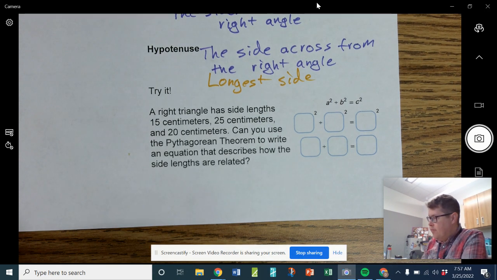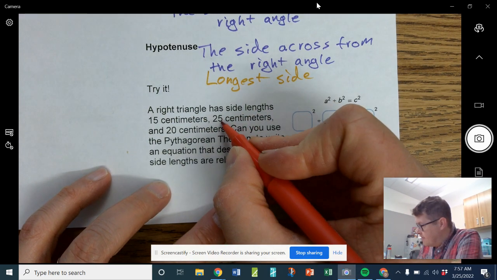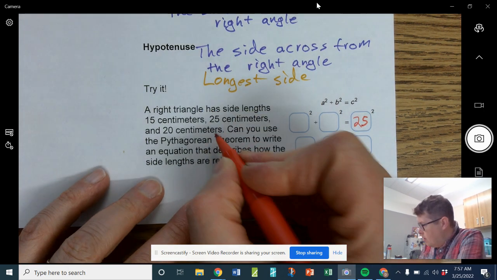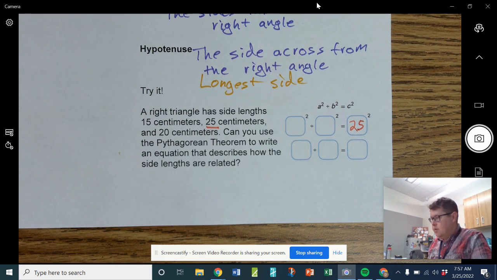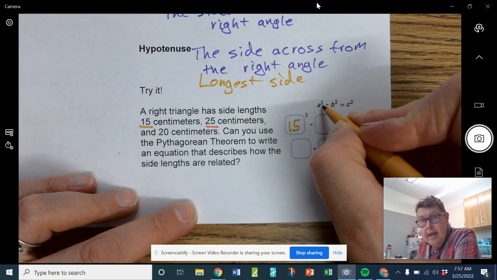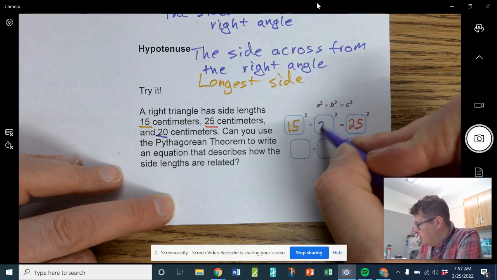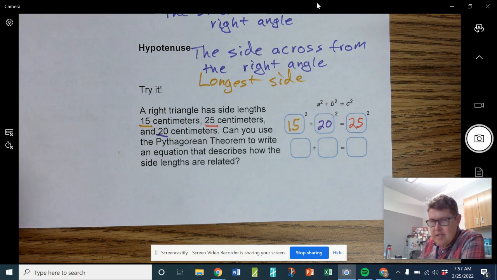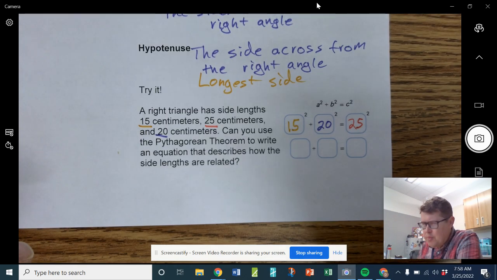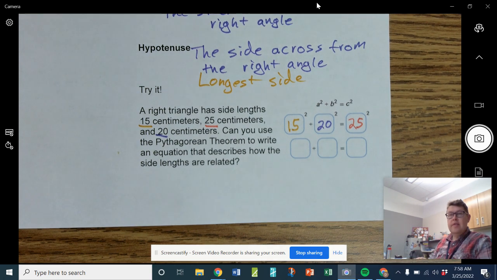So if we have these 3 sides, 15, 25, and 20, well, 25 is clearly the longest, so I'll put it right there. Since I have 3 colors, might as well use them. I like to put the shortest side in A and the middle side in B. Technically, it doesn't matter, because you could put the 20 here and the 15 there if you wanted to, but to be consistent, I like to make my short side the A.